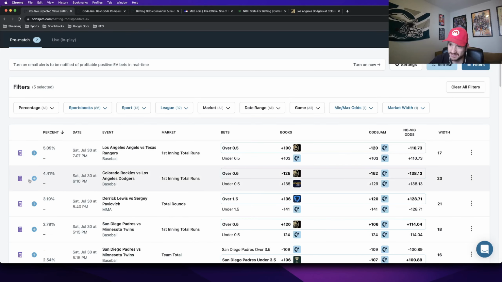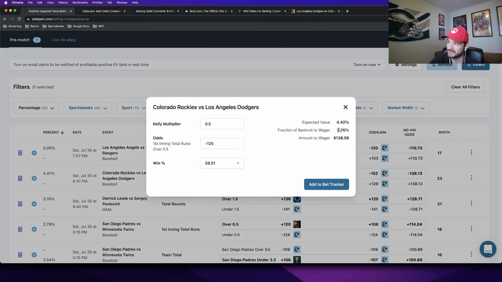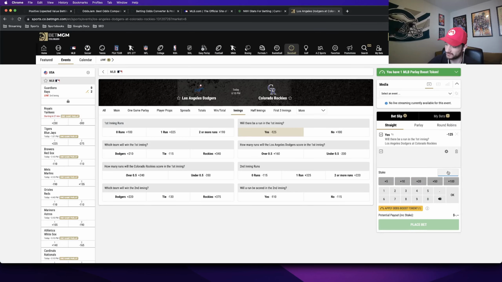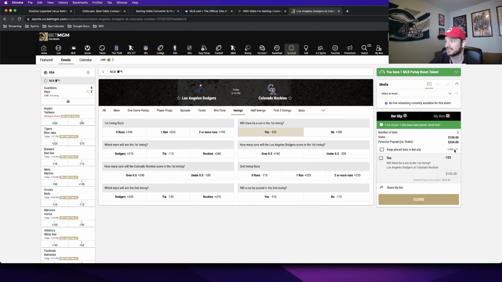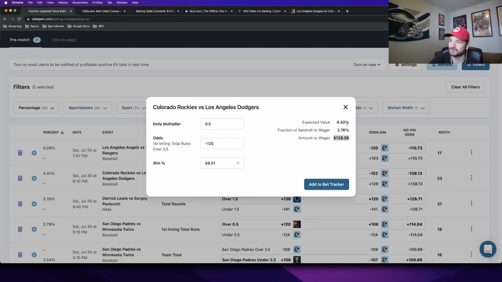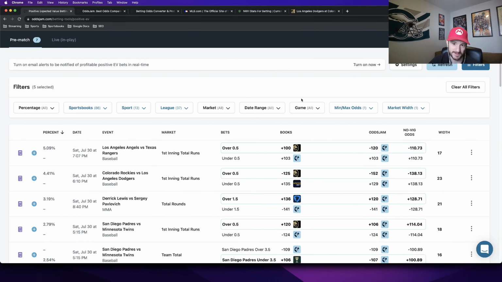In terms of unit sizing, I just go off the Kelly criterion. So this is about a 2.75% of your bankroll play. So I'll round this down to about 130 to profit a little over 100, place the bet, and everything is good to go there. So from everything, it checks out from a math perspective, right?